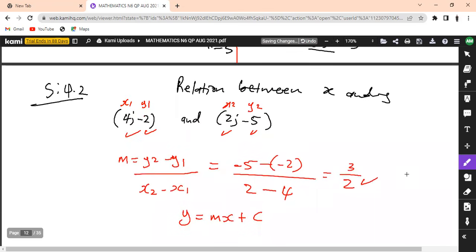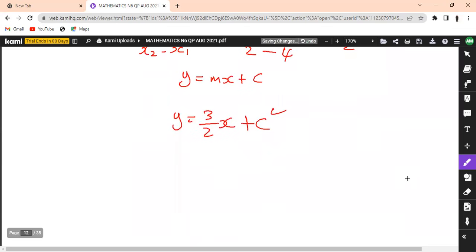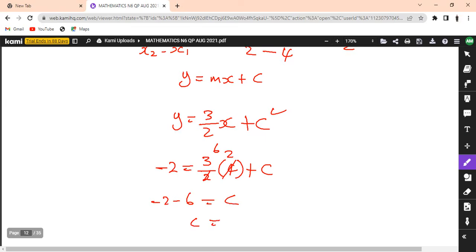So let us just take any point of our choice. We can even choose to use this one, 4, minus 2. When x is 4, y is minus 2. That means in place of y, we've got minus 2, and in place of x, we have got 4. That is what it means. Plus c here. So it's gonna give us 2 times 3, which is 6. So this side is minus 2 minus 6, which is going to give us c. So c is -8. So this is what you're going to have.